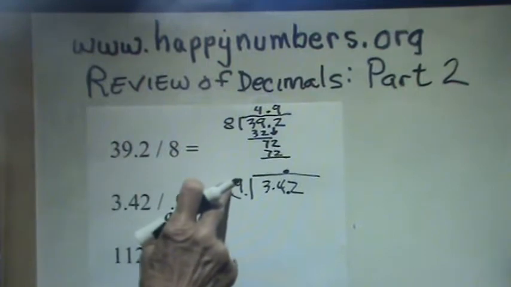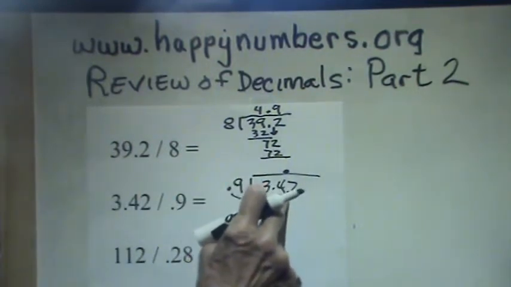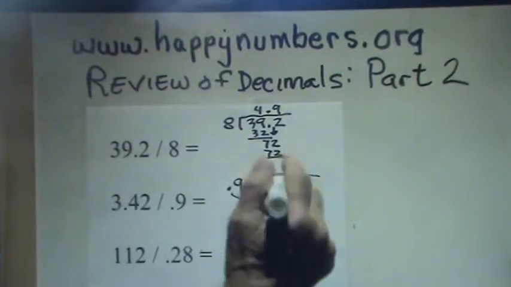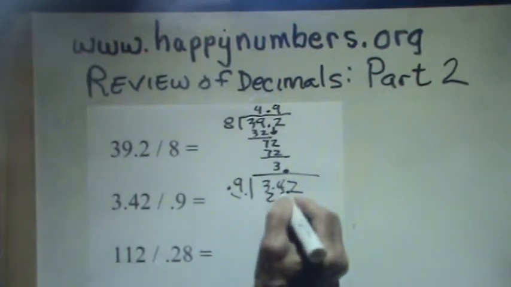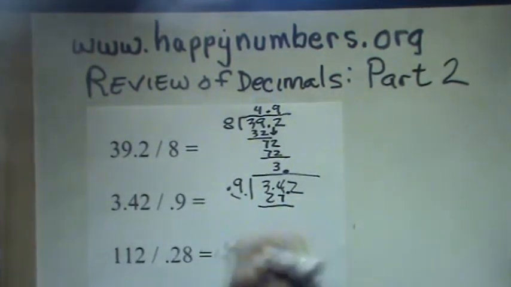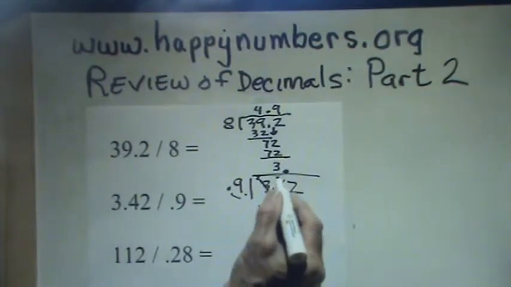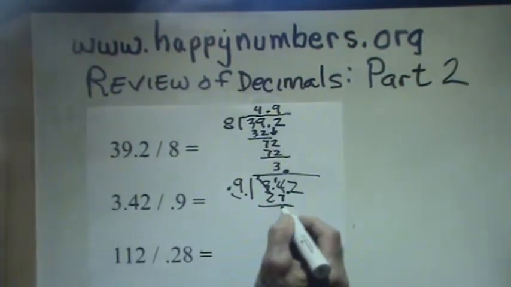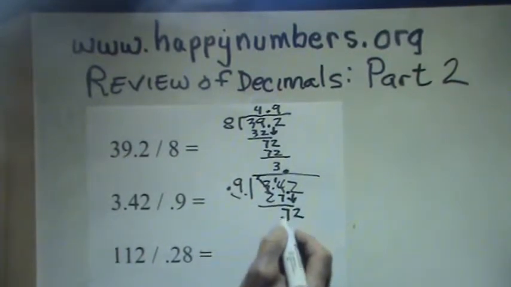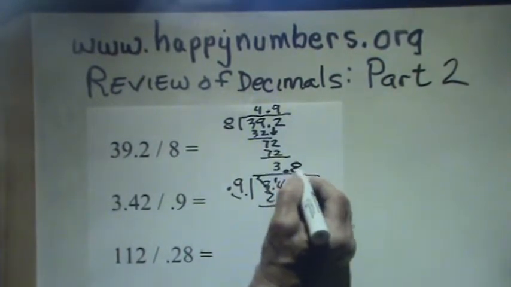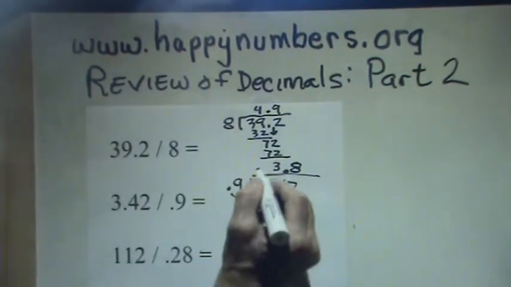Now we just do our normal division. 9 into 34 will go 3 times. 3 times 9 is 27. Now if I subtract, I have to borrow, make that a 2, and this is a 14. 7, take away 7 is 7. Bring down the 2. 9 goes into 72. 8 times 9 is 72. And here is our answer.